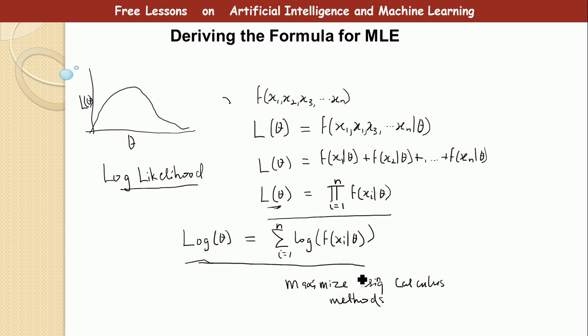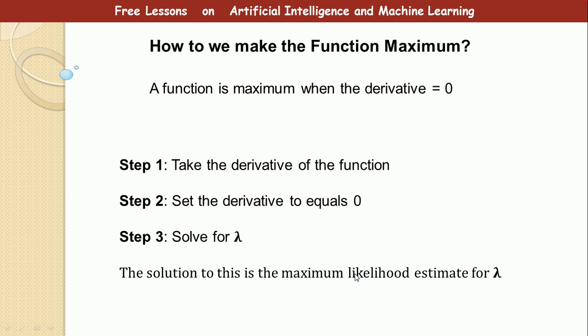I've also made a note of the algorithm in case you want to read to see what it is doing. There are 3 steps of the algorithm: take the derivative of the function, set the derivative to 0, and solve for lambda. This lambda is also the parameter which we called theta in the previous slide. So we find a solution that makes this parameter maximum, and that is where the derivative is equal to 0.